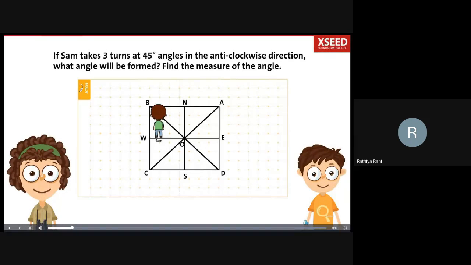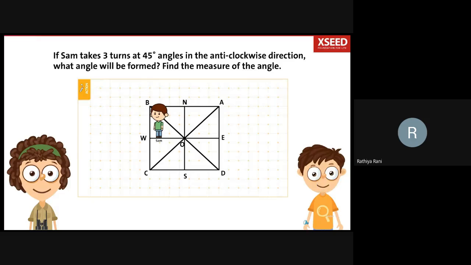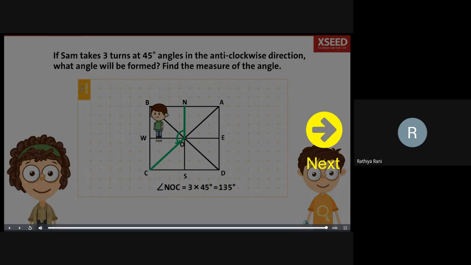Sid, what is your answer? 3 turns of 45 degrees each in the anti-clockwise direction will form NOC, and the measure of angle NOC will be 45 times 3, which is 135 degrees. Well done, Sid. Yes, very good. So you know how to move anti-clockwise and how to find the direction also, right? Yes, ma'am. Okay, so next we can move to the next analysis section.